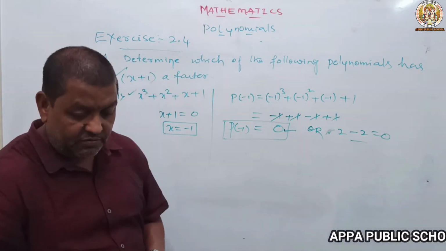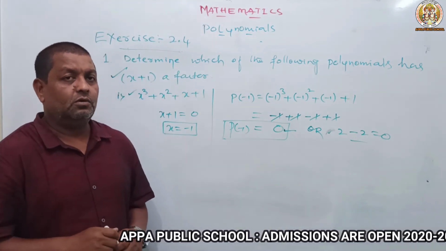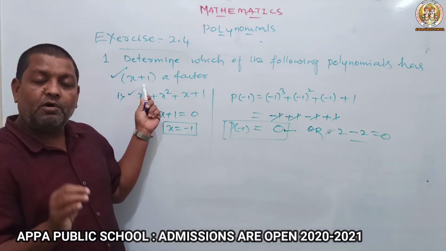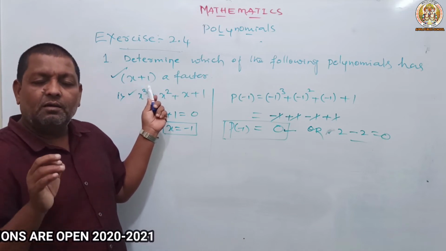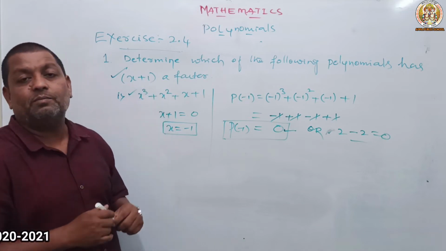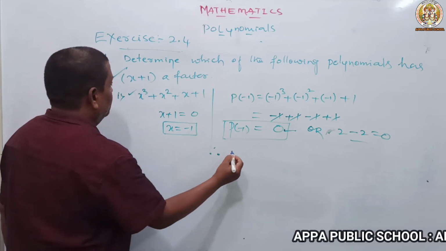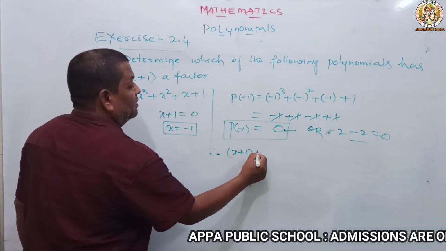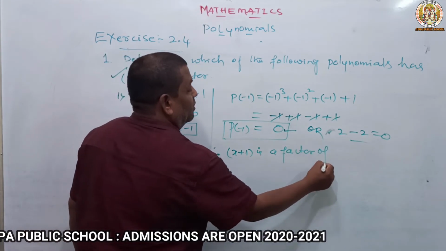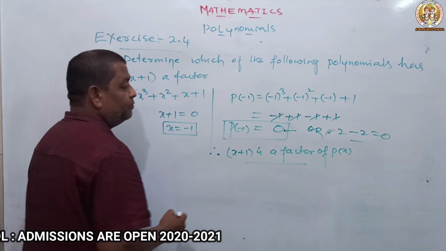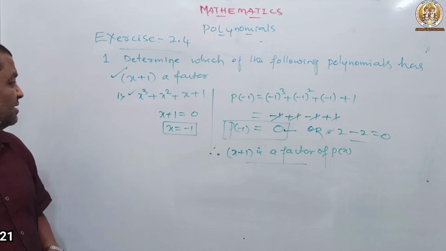So once we got remainder 0, by the factor theorem, if the remainder is 0, then the given linear polynomial is a factor of the given polynomial. Write your answer. How? Therefore, remainder is 0. Therefore, x plus 1 is a factor of p of x. Instead of writing in full, you can write that it is a polynomial in x.